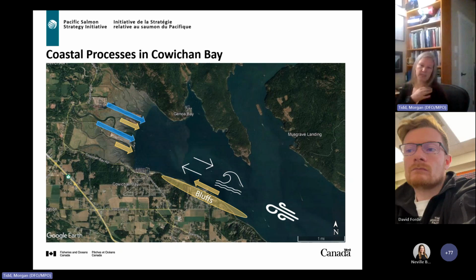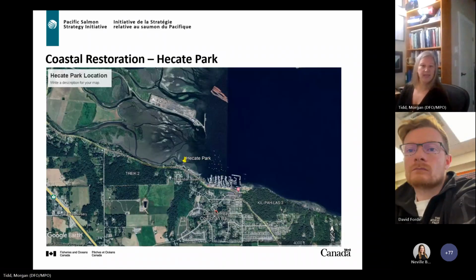And so this image is from Cowichan Bay on eastern Vancouver Island. So let's zoom into the site a little here. We are going to look at, in detail, a little site called Hecate Park to discuss how these processes are affecting the shoreline. And so this is a slightly zoomed in view. We're going to get a little bit more in depth in a minute of the shoreline and our site.